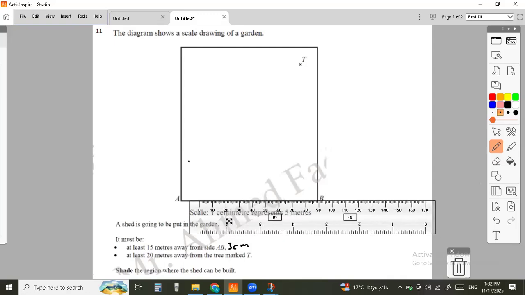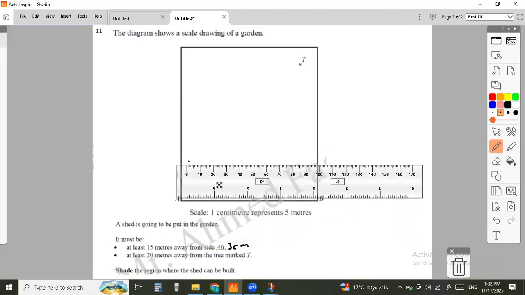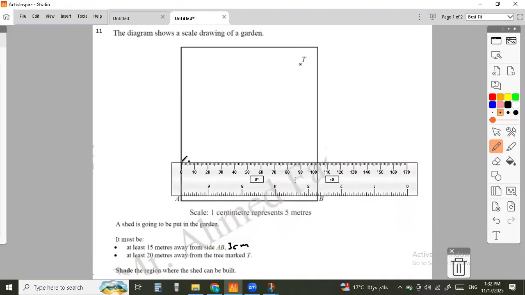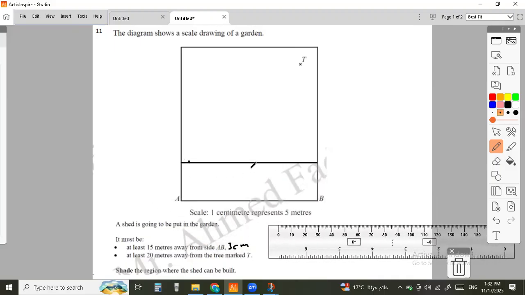All right. So I went up above AB. How many centimeters? 3 centimeters. Then you draw a line this way. Definitely, yours is going to be more accurate than mine. The line needed to go 1 millimeter up, but it's going to be fine. It's not going to be considered wrong. I know now that the shed is going to be in this section because they said it is at least 3 centimeters away from side AB.